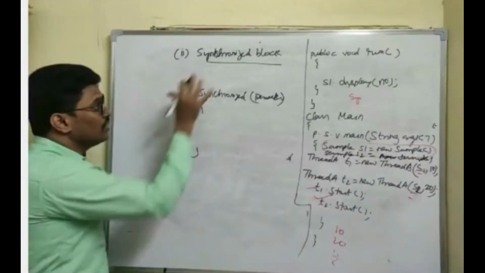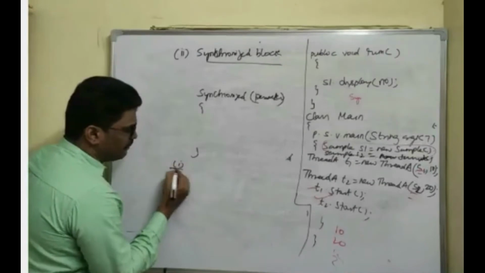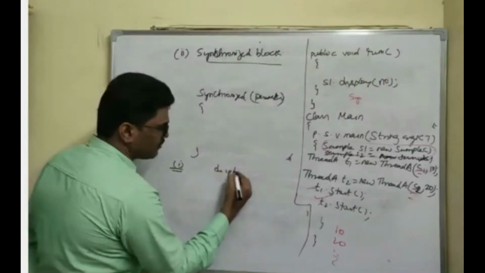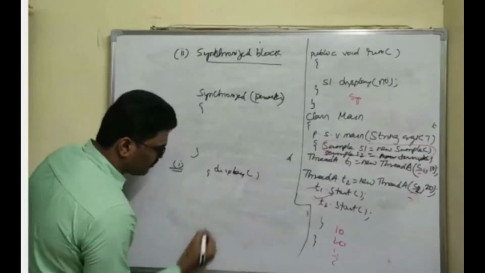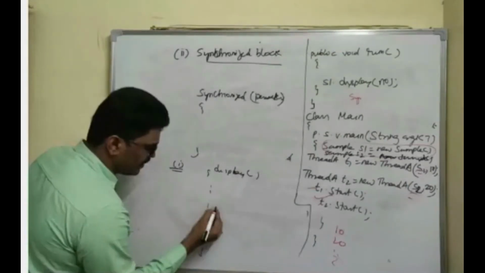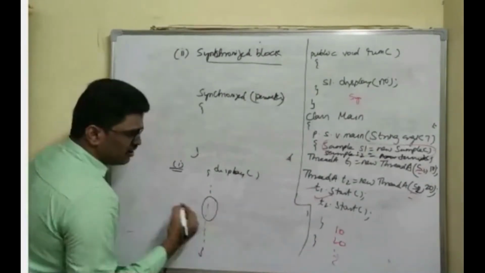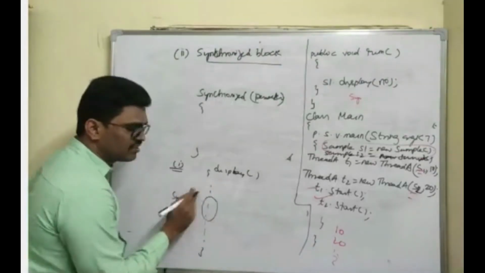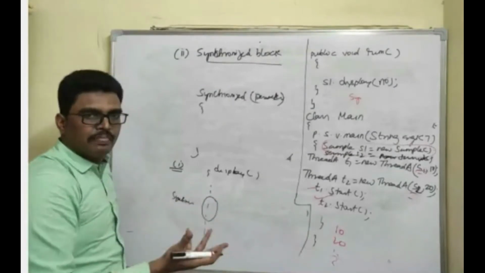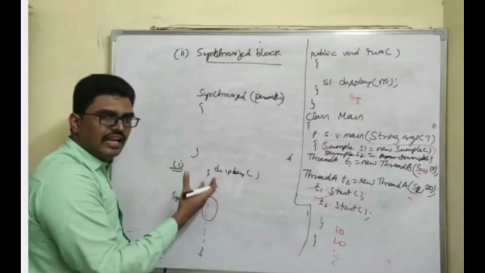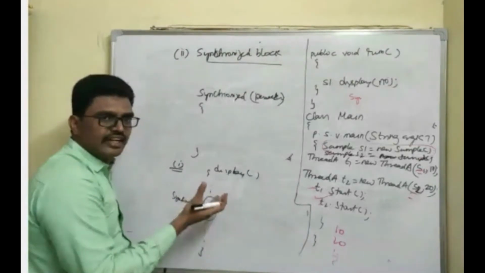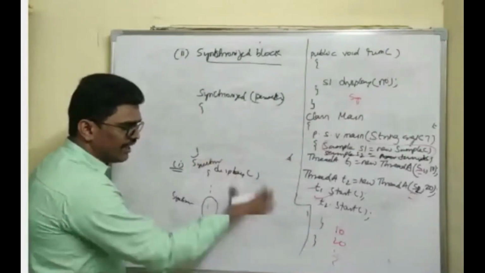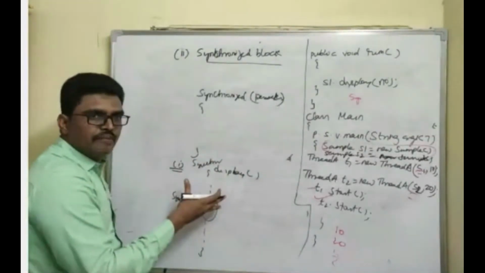The first purpose is, suppose you have a method, suppose you take the same display method. It has many lines of code, but only 3 lines are to be synchronized. Rest of the lines, you synchronize or don't synchronize, no issues. So why should you unnecessarily synchronize? If you use the first approach, you have to synchronize the whole method. Then your performance is going to reduce.